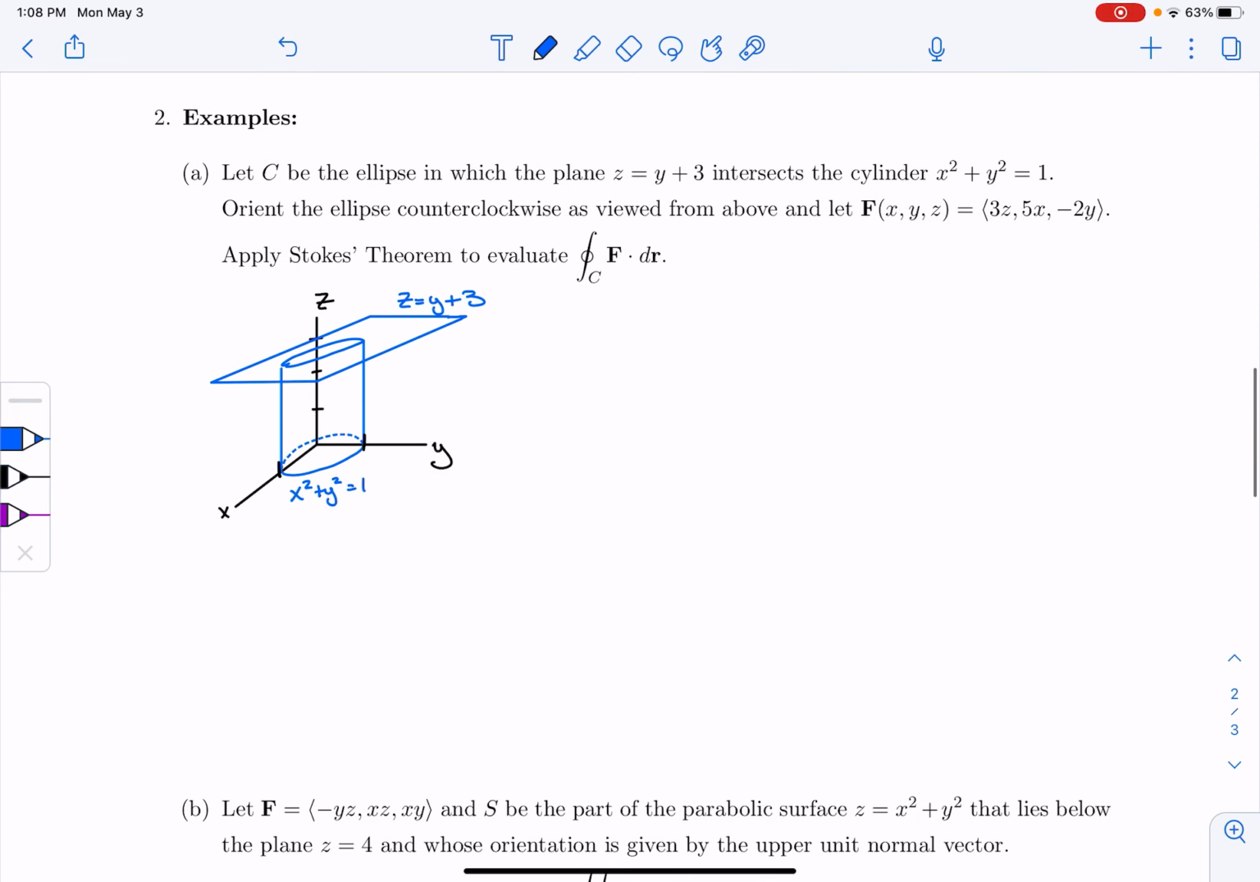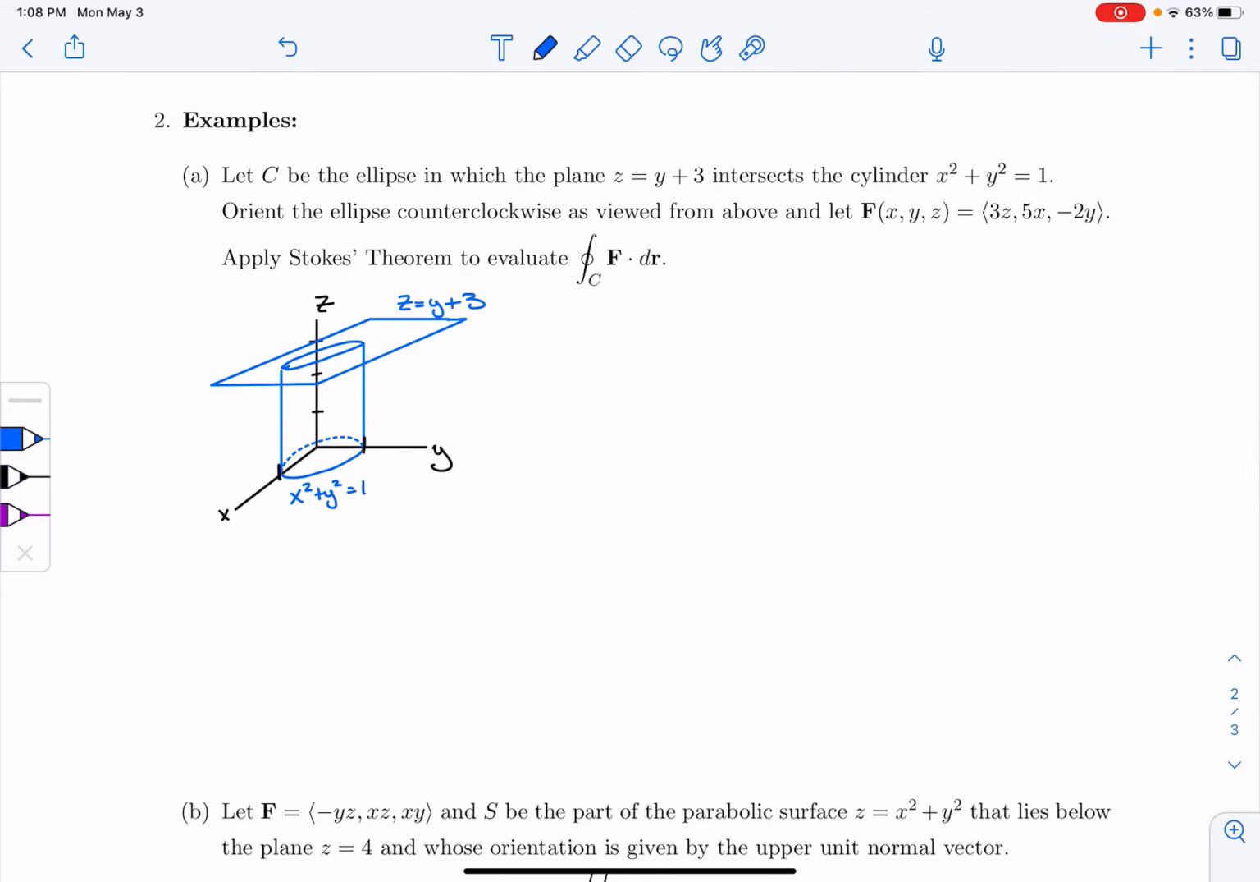So this is essentially Stokes' theorem, and we're going to apply it to two examples. We begin with the first example: let C be the ellipse in which the plane z equals y plus 3 intersects the cylinder x squared plus y squared equals 1. We orient the ellipse counterclockwise as viewed from above, and let F be 3z, 5x, and minus 2y. Our goal is to evaluate the line integral of F dot dr.